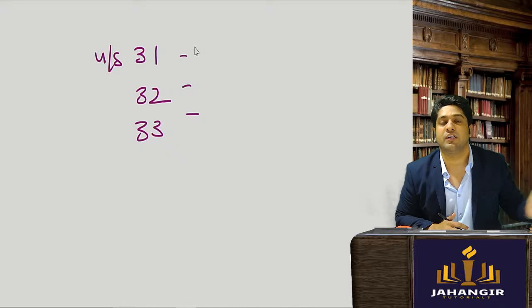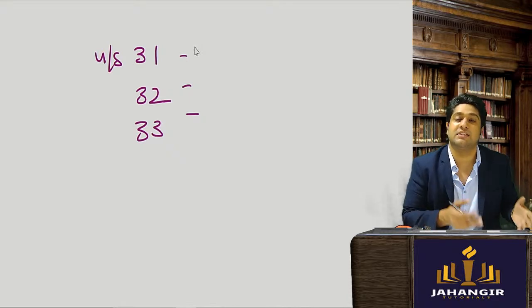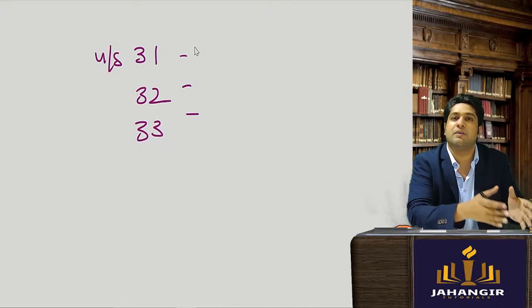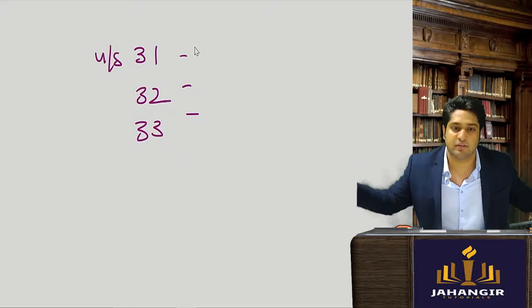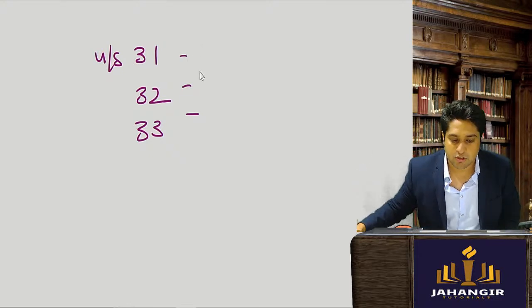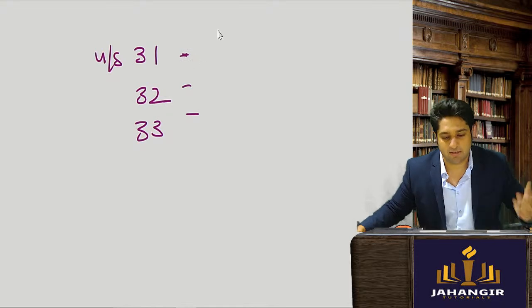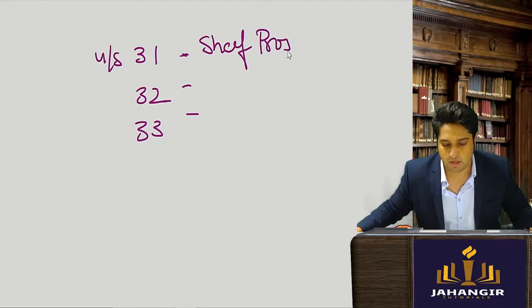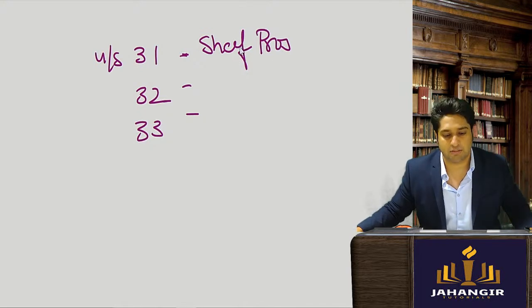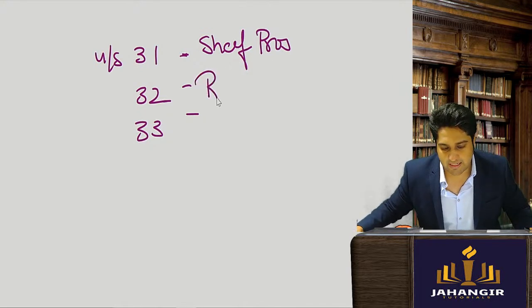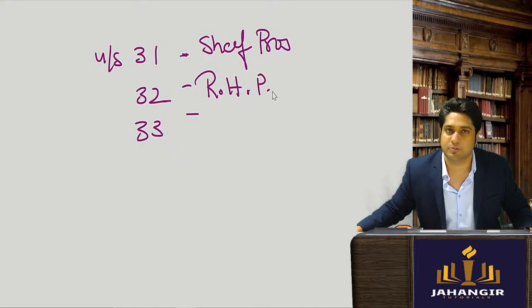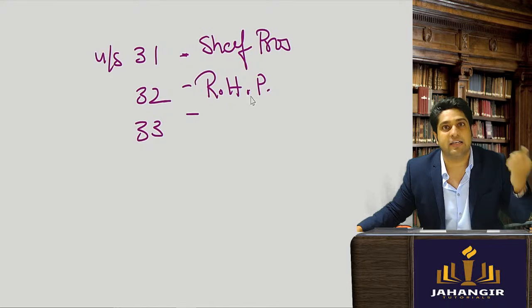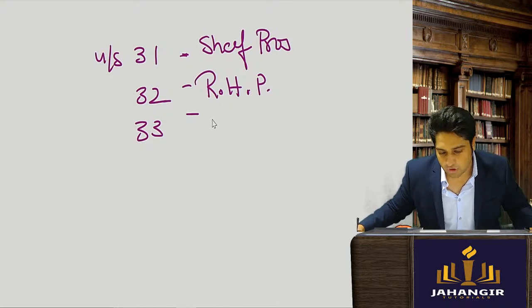So why can you not issue it to an individual? Because it is said that prospectus is a document which is issued to the public at large. Now coming to section number 31, it is given in shelf prospectus. What is section number 32? It's a red herring prospectus, RHP as they call it. And what is section number 33? 33 talks about abridged prospectus.